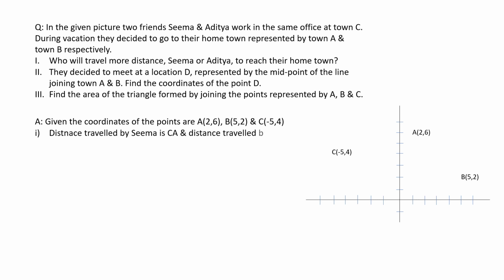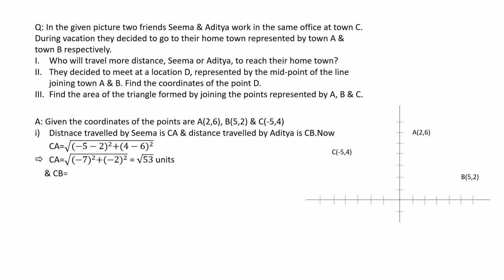So we know that the distance traveled by Seema is CA and the distance traveled by Aditya is CB. Now CA equals square root of (minus 5 minus 2) whole square plus (4 minus 6) whole square, or this equals square root of (minus 7) whole square plus (minus 2) whole square, which is nothing but square root of 53 unit. And CB equals square root of (minus 5 minus 5) whole square plus (4 minus 2) whole square, which is nothing but square root of 104 unit. That means CB is greater than CA. So Aditya traveled more distance.